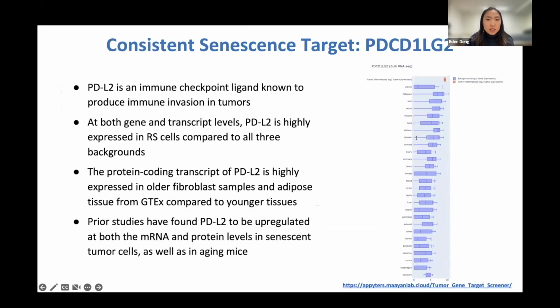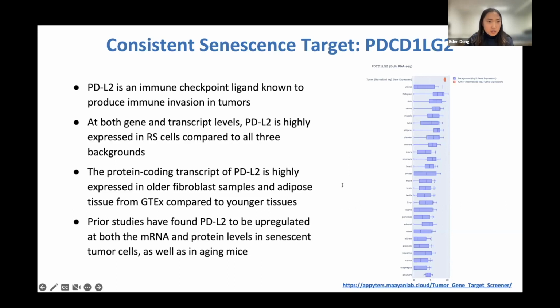As an example, a target I'd like to highlight is programmed cell death ligand 2, or PDL2. It binds to an immune checkpoint receptor, which is believed to activate T cell exhaustion. And in various studies of cellular senescence in different tumor types, PDL2 expression was found to be significantly upregulated both at the mRNA and the protein level. Upregulation of PDL2 is known to produce immune evasion in senescent tumor cells. There's also a study of mouse models that found PDL2 to be overexpressed in aged mice compared to younger mice.